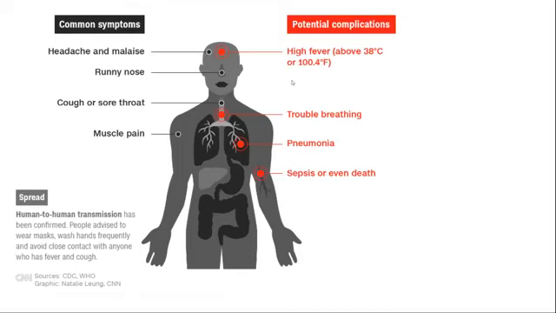But in certain populations, it goes beyond that. You'll get more complications, like high grade fever, and then once the virus starts going into your lungs, you'll have trouble breathing. You might get pneumonia that can go into ARDS, and also you'll have sepsis and septic shock, or even cardiogenic shock.